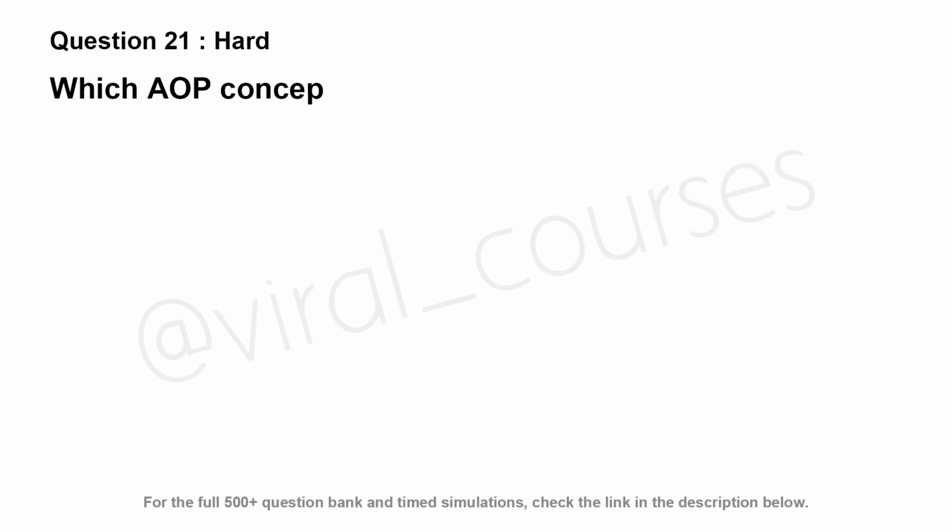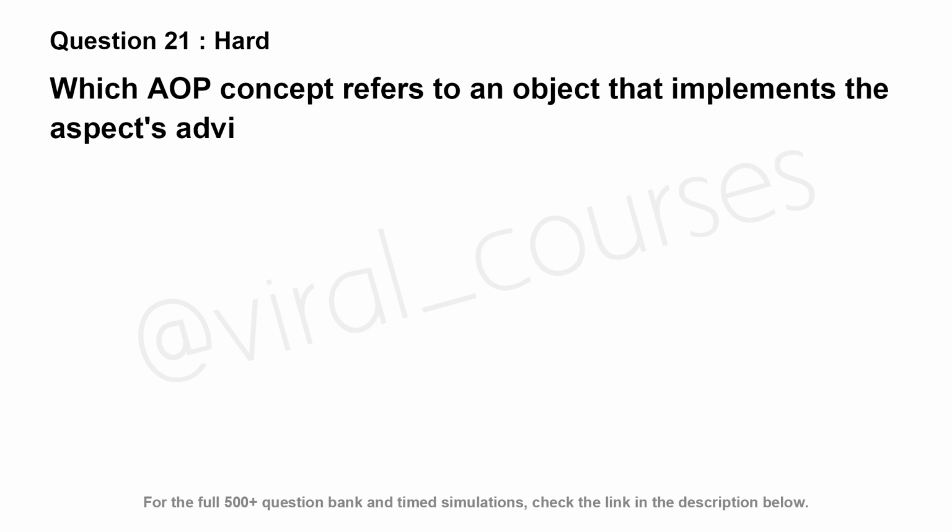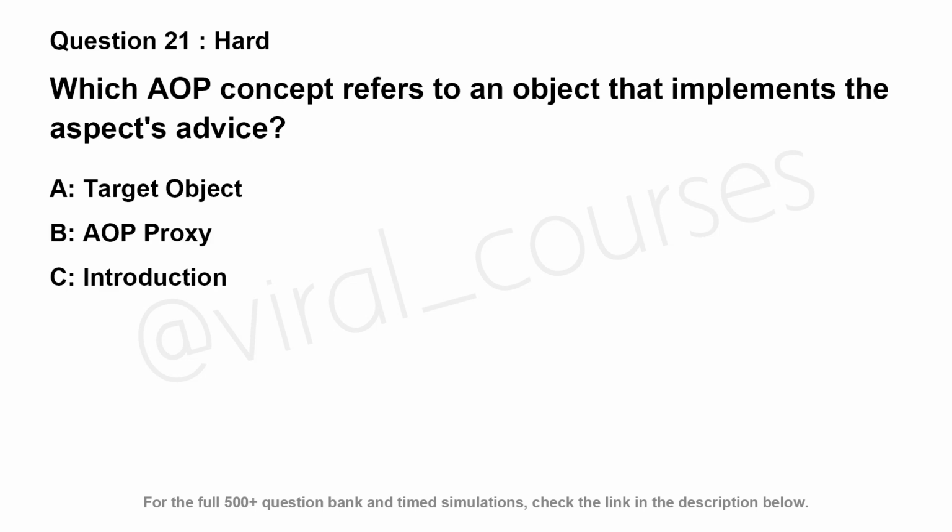Which AOP concept refers to an object that implements the aspect's advice? Option A. Target object. Option B. AOP proxy. Option C. Introduction. Option D. Advisor.